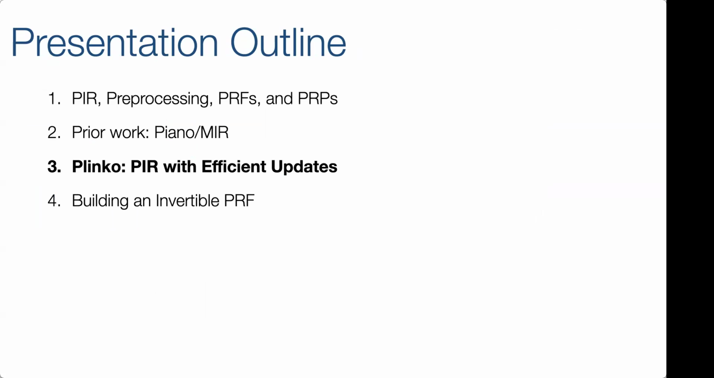Yes, so just to make sure I understand, you want the client computation when there's an update to be polylog. Is that the goal? That's exactly right. I see. So basically the problem is that in Piano, if you receive an update, you would have to scan through the table, and it takes square root n time to update your hint table. Yes. Okay, I think I understand the problem now.